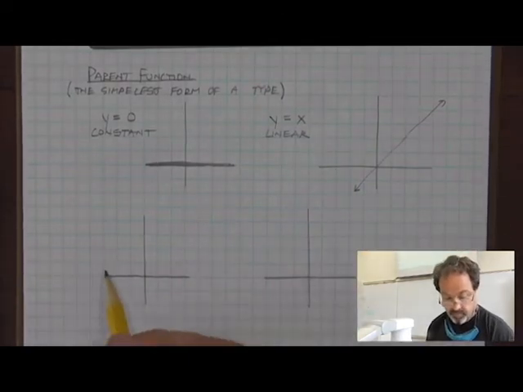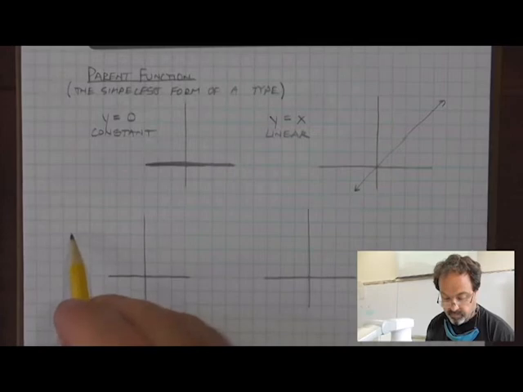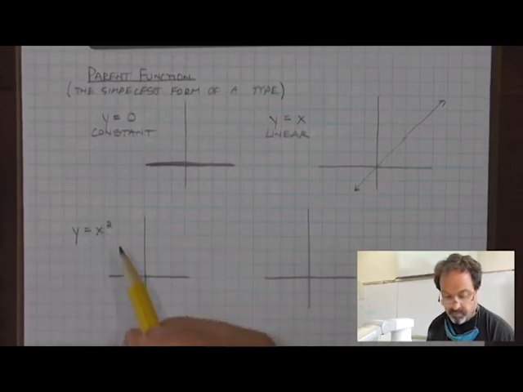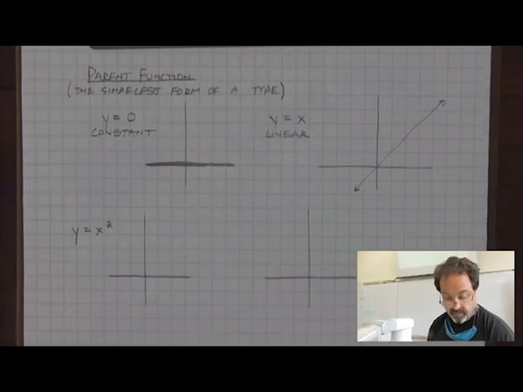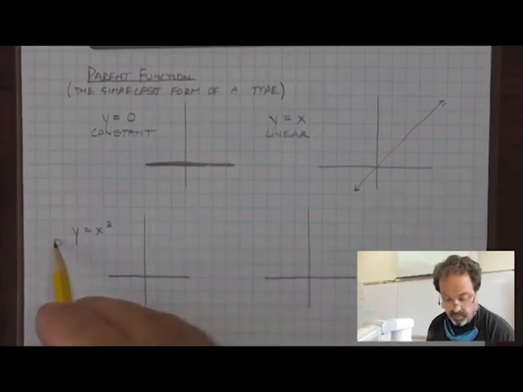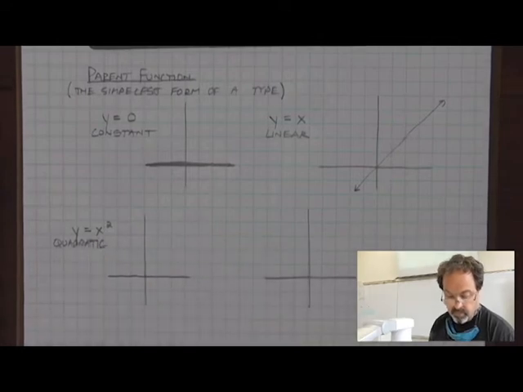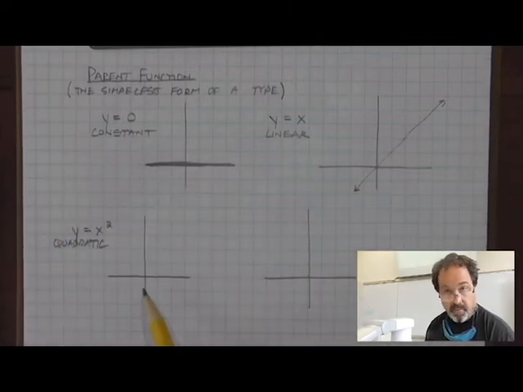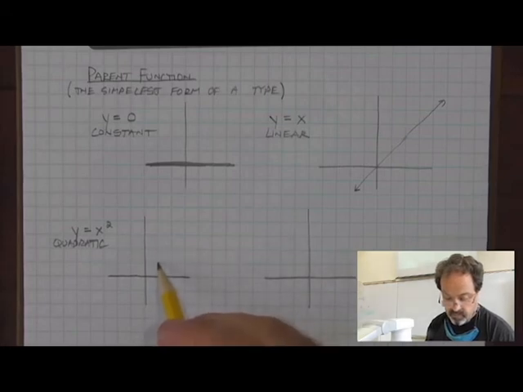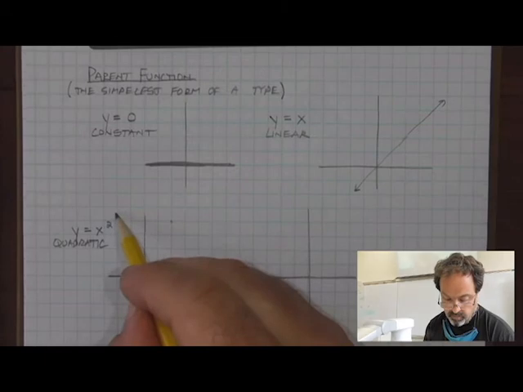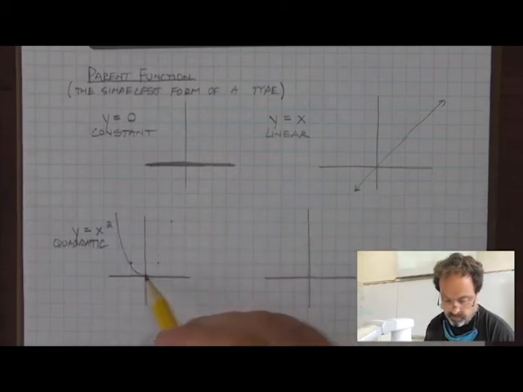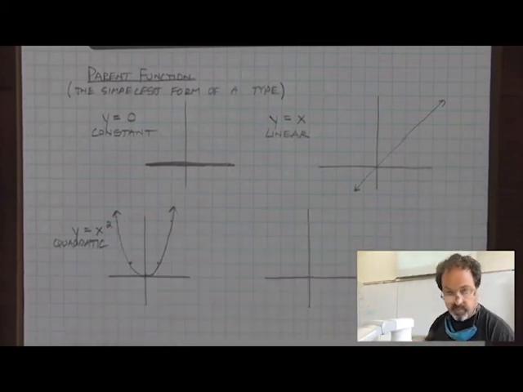The next parent function I'm going to show is y is equal to x squared. This is the simplest form of quadratic possible. And the graph of the parent quadratic function is a curve that we call a parabola. Precisely like that.